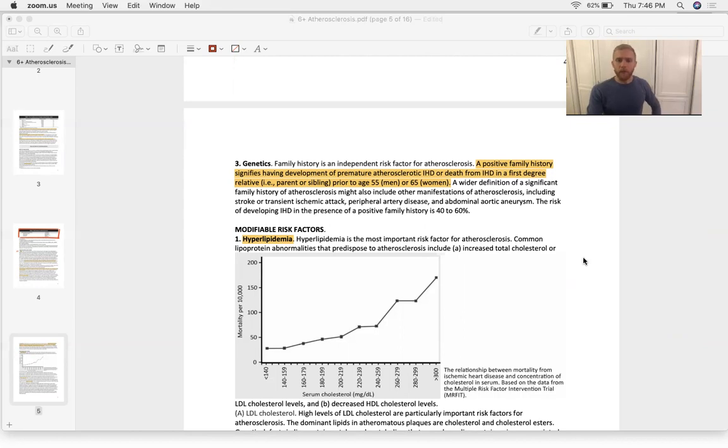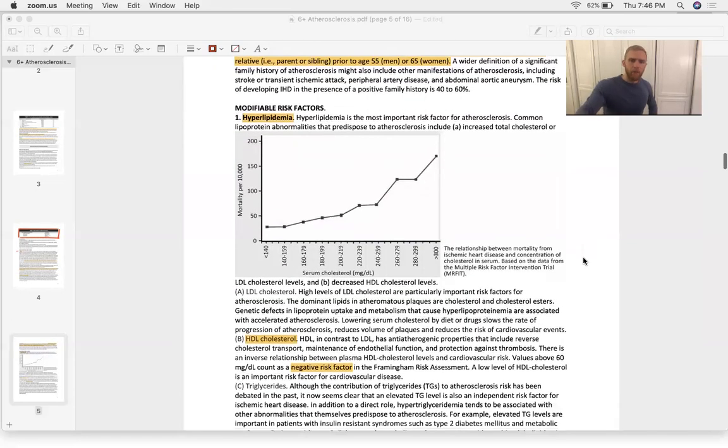Genetics also plays a big role in the development of atherosclerosis, and my takeaway from this paragraph is the definition of a positive family history. Because it's not just, oh yeah, my dad had a heart attack or my brother had a heart attack. No. They have to be younger than a certain age, and that's 65 in women and 55 in men. So if the event presents younger than this age threshold, that's a +1 in their risk factor assessment.